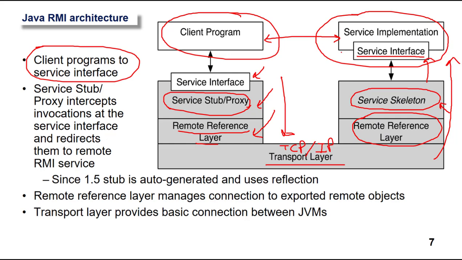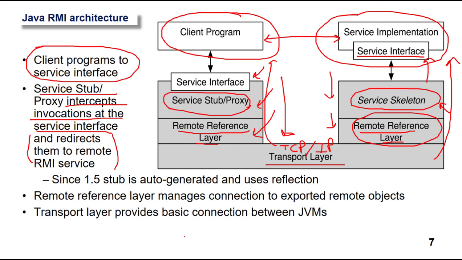The return value or variable or whatever it is has to go through the skeleton. The skeleton packages it up into a message that can be transported over the internet. The remote reference layer already knows where the original message came from, so it knows where to send it. It goes through the TCP/IP transport layer, and then up these layers again to the client program, and it does whatever it needs to do with the return value. So the service stub intercepts invocations at the service interface and redirects them to the remote RMI service, as I mentioned.